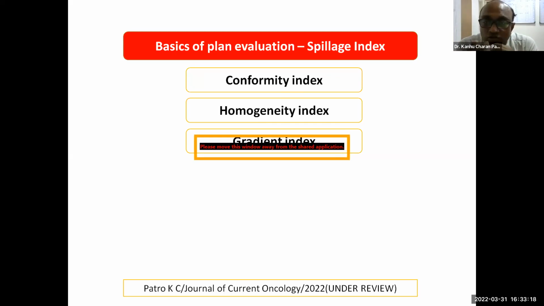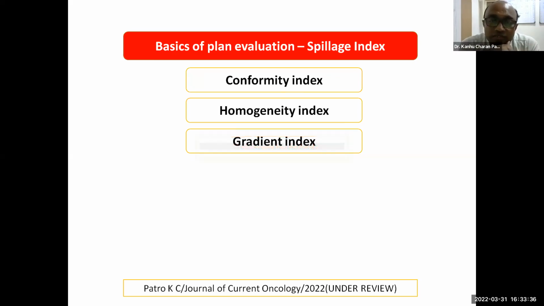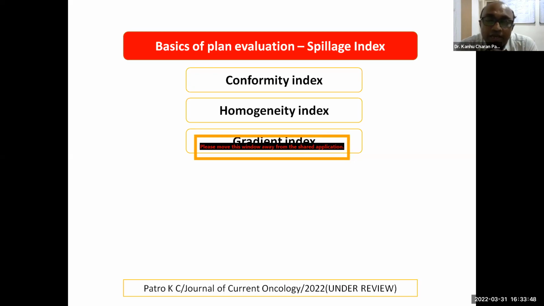So your 100% of the coverage should not spill outside. So that is how much confined to your PTV, it is known as the conformity index. Homogeneity index, how much homogeneous. If you go to your PTV coverage, sometimes somewhere it is 110, sometimes 109, sometimes 106, sometimes 105, sometimes 100, and somewhere it is 95. So it is not homogeneous.